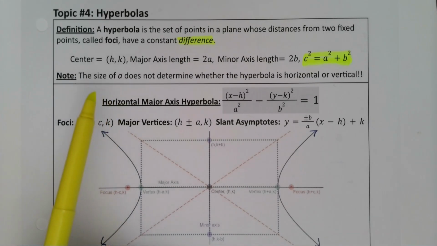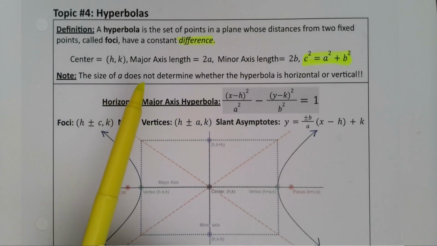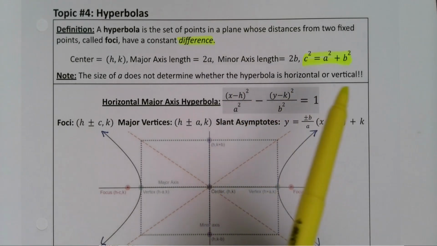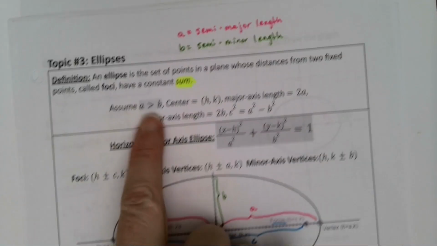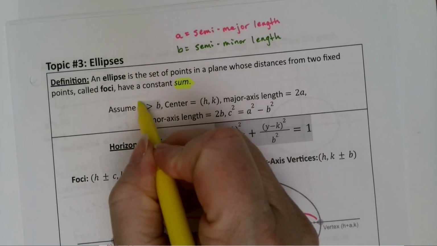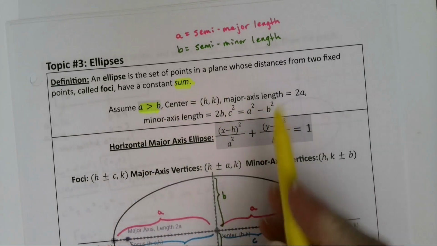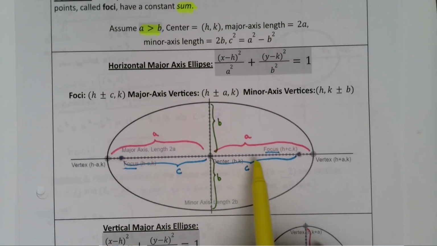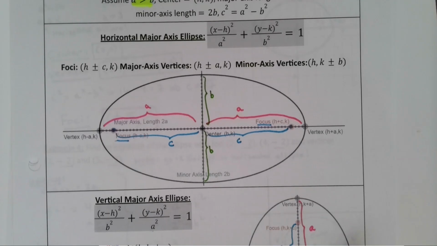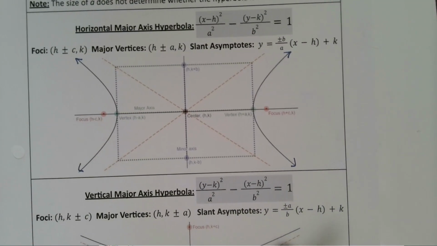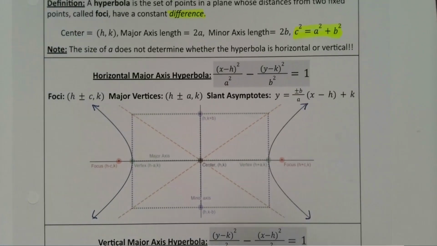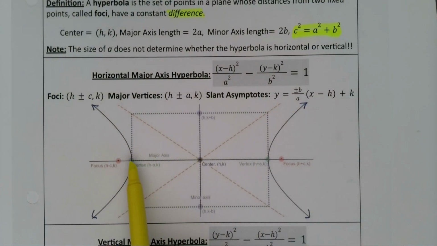Another thing to note is that the size of a does not determine whether the hyperbola is horizontal or vertical, unlike in ellipses. In ellipses, you could tell the major axis because it was always the one that was larger. A was larger than B, no matter what. And because of that, major axes could be horizontal or vertical depending on the size of your a. Hyperbolas don't work that way. With hyperbolas, it depends on what's connecting your vertices.